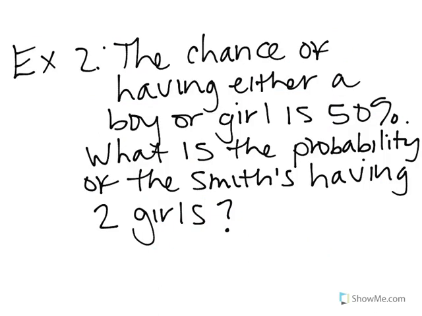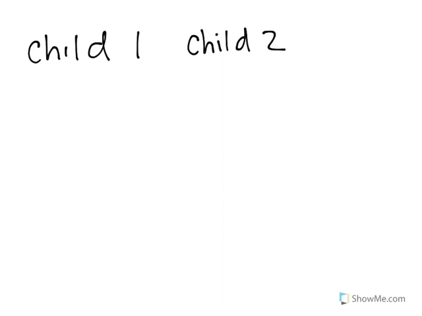So example 2 says that the chance of having either a boy or a girl is 50%. What is the probability of the Smiths having 2 girls? So I'm going to solve this using what I call a tree diagram. So I'm going to have outcomes for child 1. I'm going to have outcomes for child 2. And then I'm going to have my sample space.